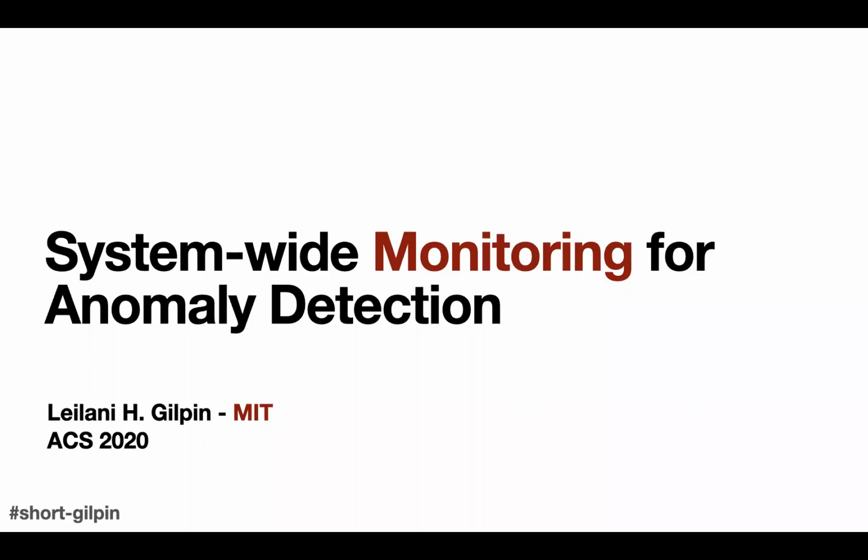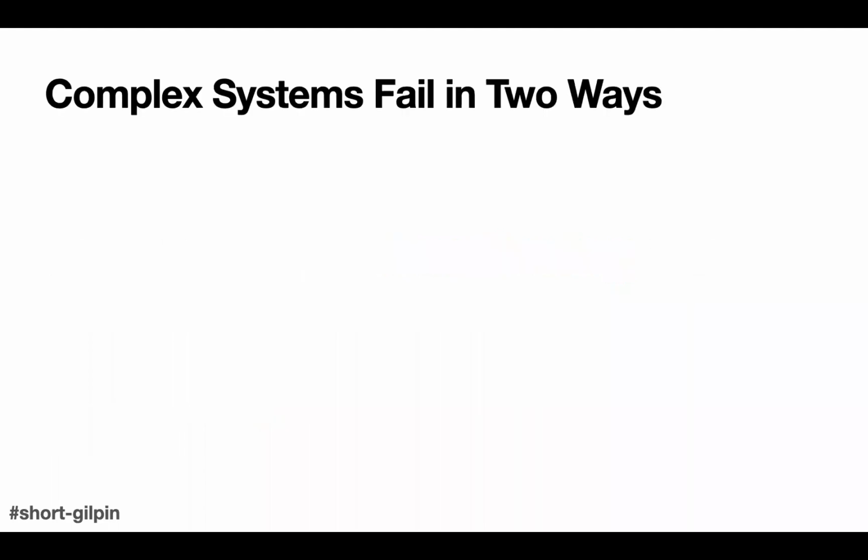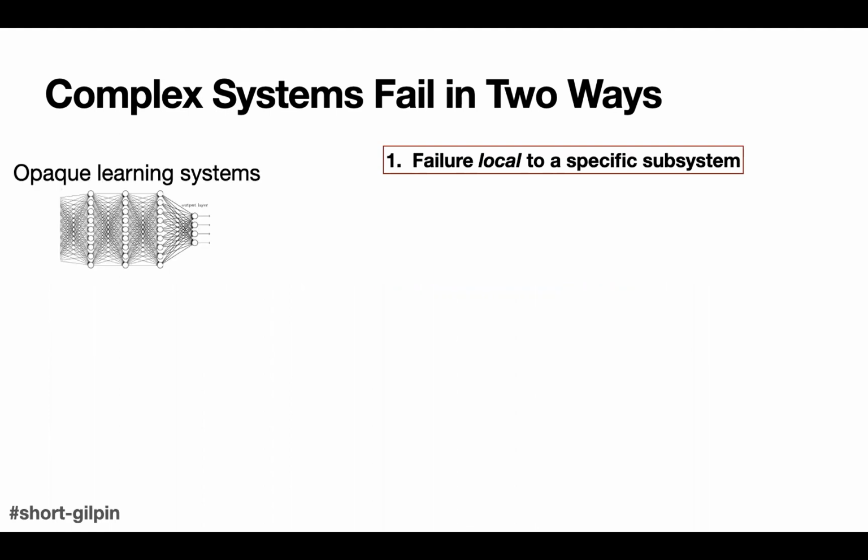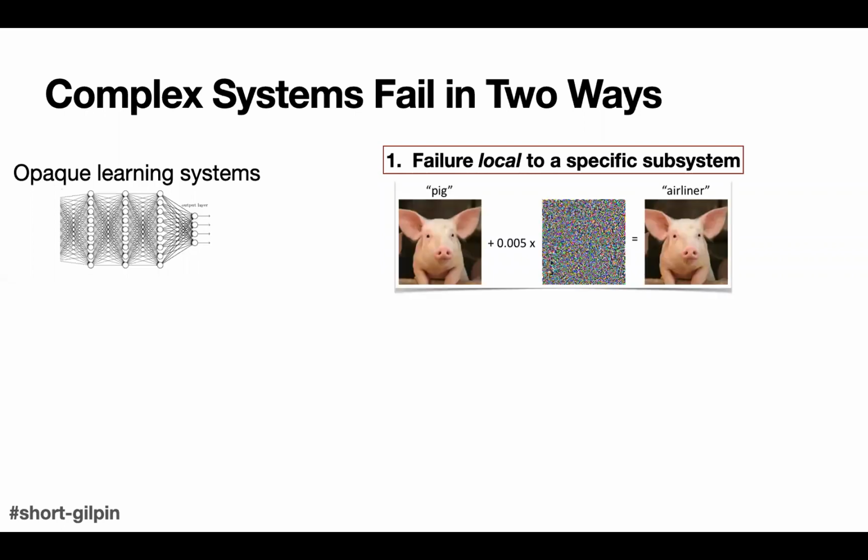The talk that I'll be giving today relies on the fact that a complex system can largely fail in two ways. The first way is that the failure could be local to a specific subsystem. A great example of this is the way that deep neural networks and other opaque learning systems fail. In fact, we've seen many adversarial examples.